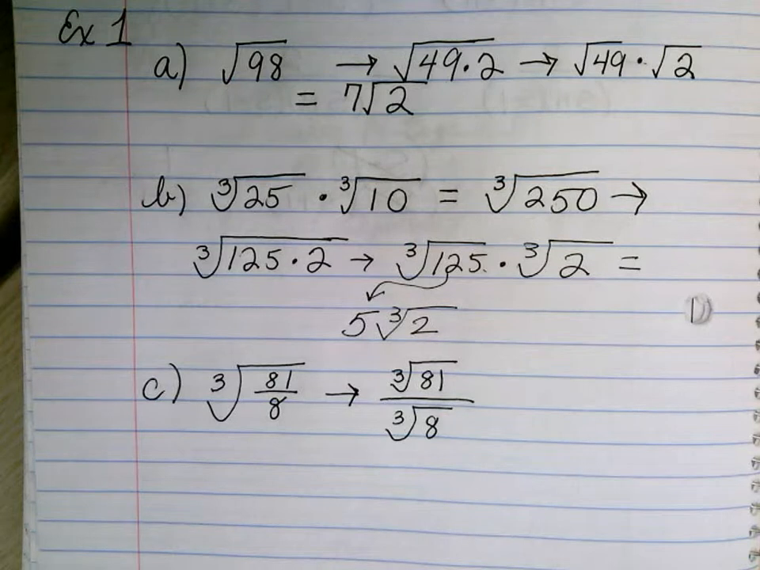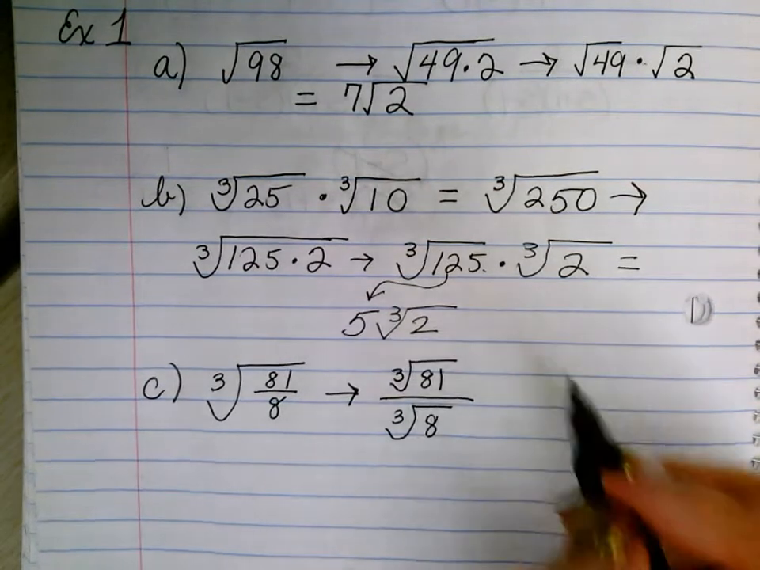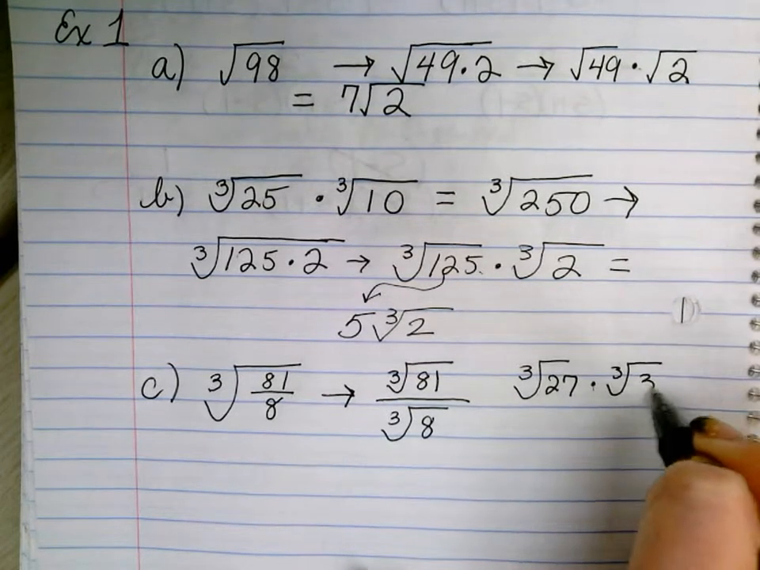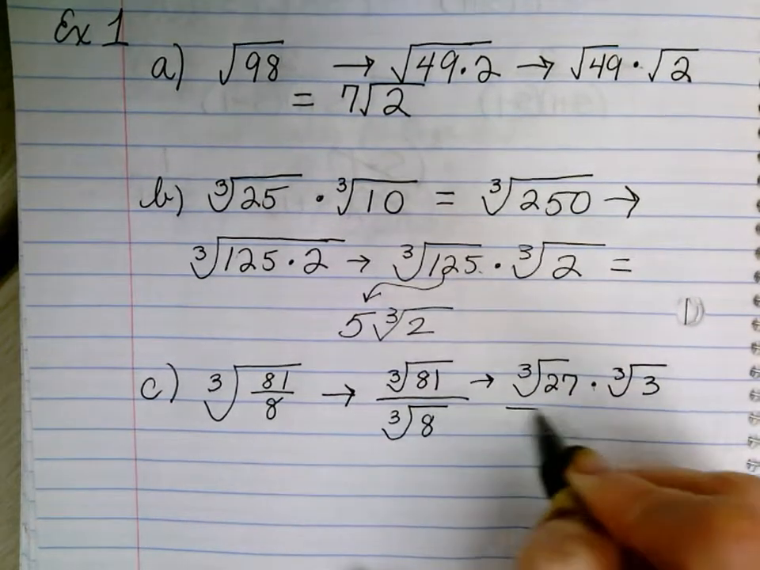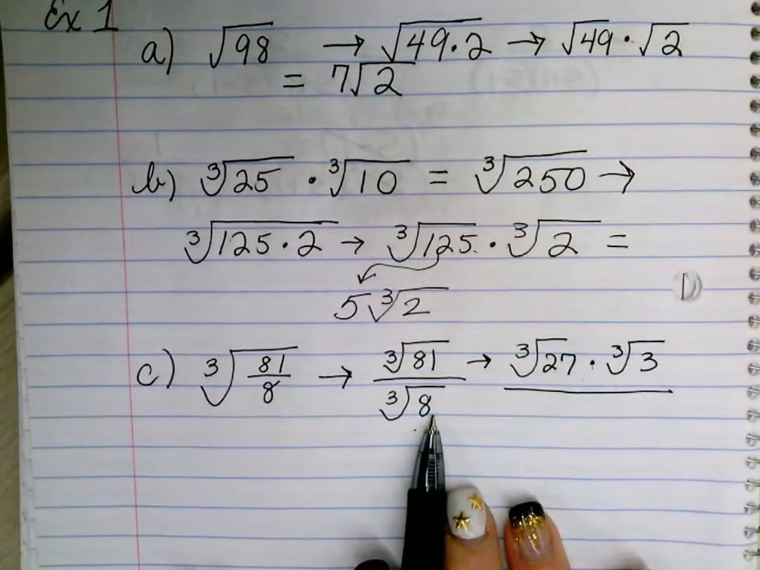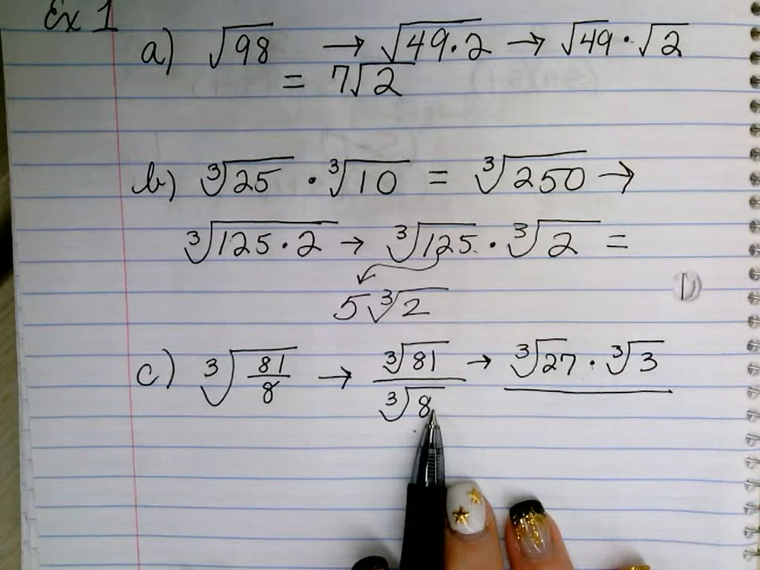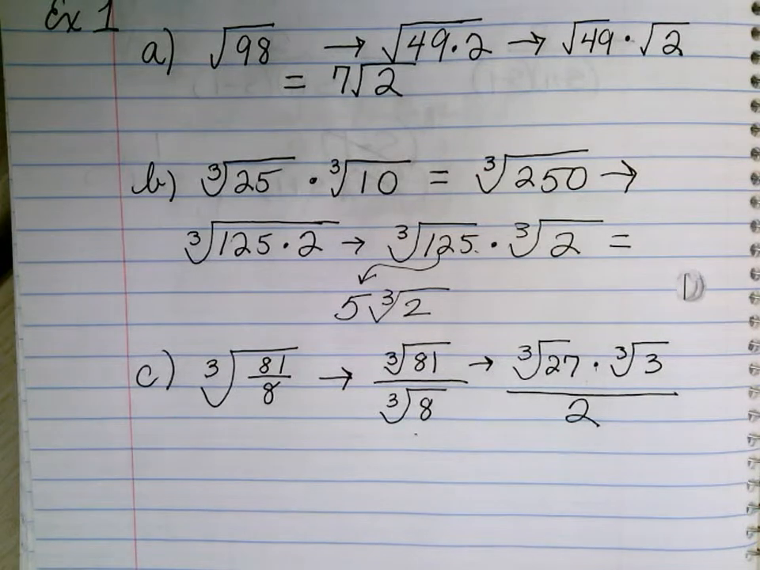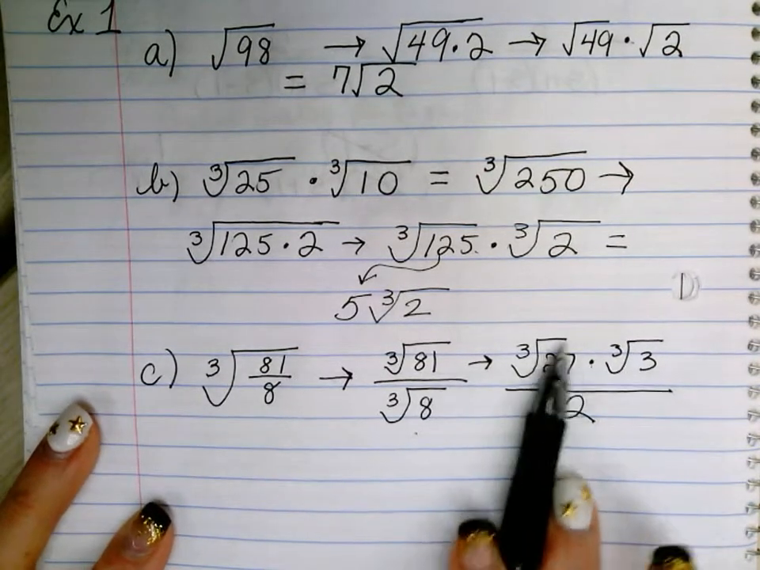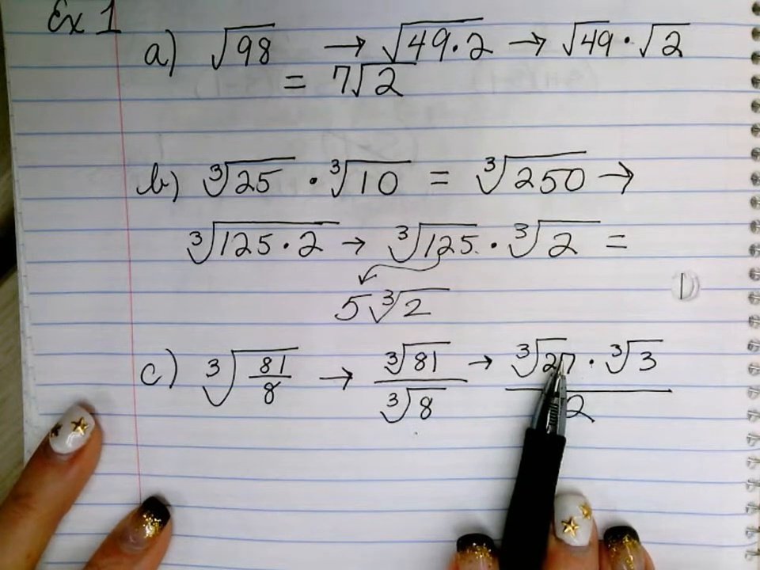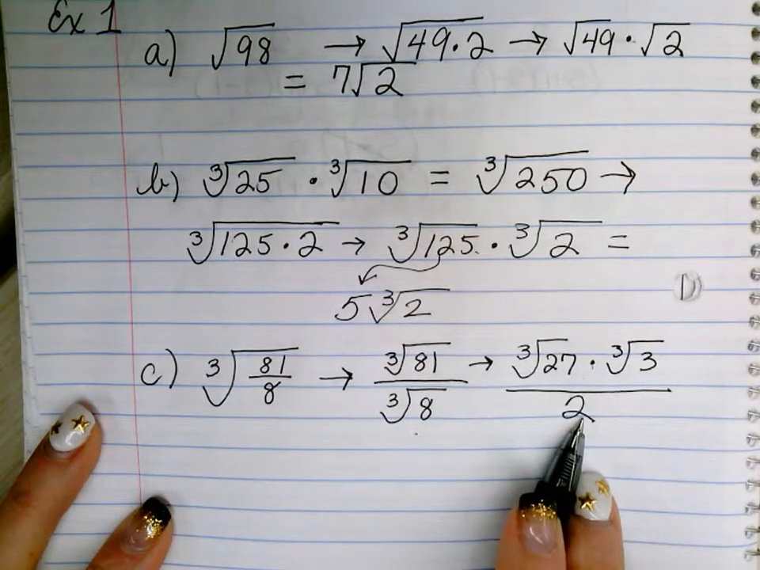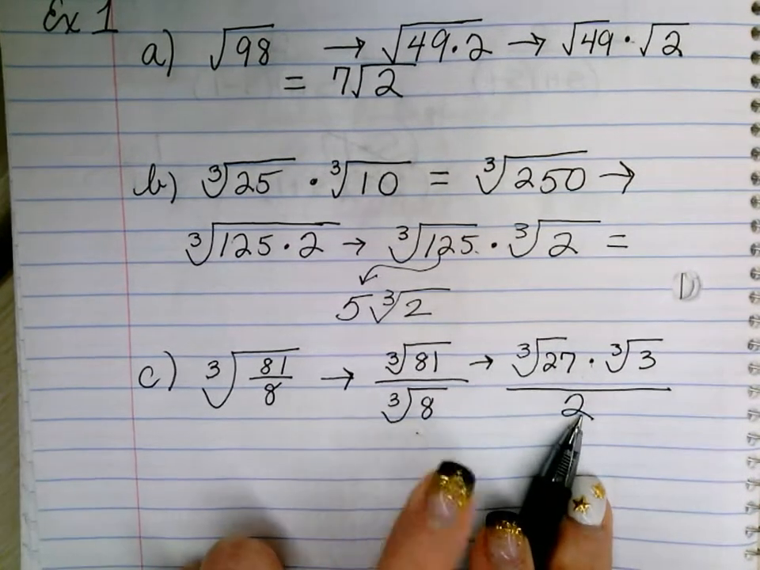Let's look for some cubic rootable factors. For 81, I know that the cube root of 27 multiplied by the cube root of 3 indeed will give us 81. Lucky for us, 8 is a perfect cube. 2 times 2 times 2. So the cube root of this is 2. Now, continuing on this, 27 is a perfect cube, whose cube root is 3. So I took the cube root of 8, made it the denominator, which is 2. This is the simplified form of this.